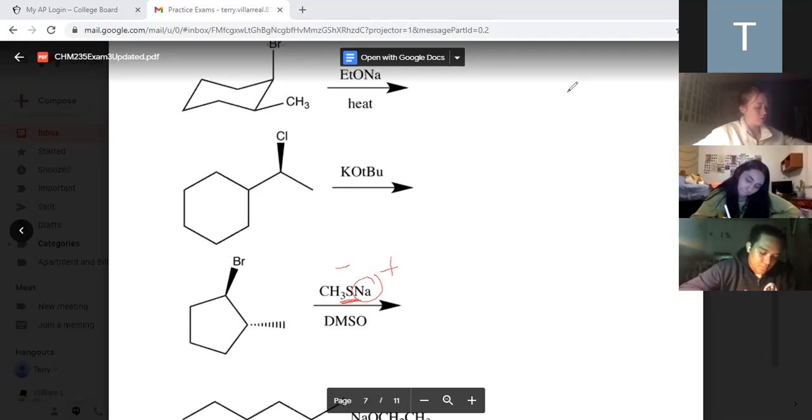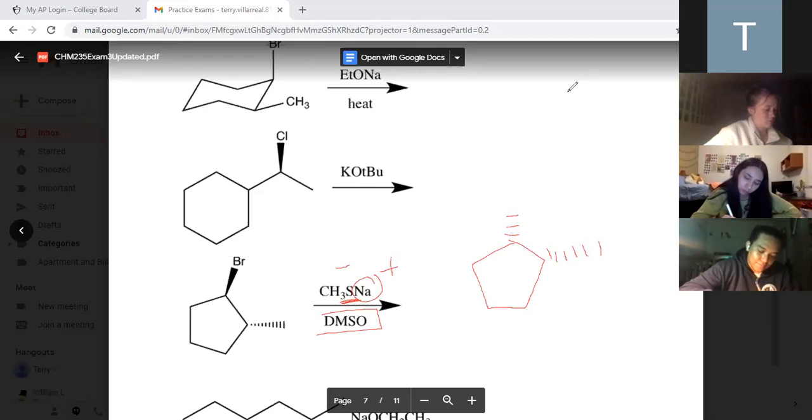Secondary carbon. And also we have polar aprotic solvent. So our other stereocenter is going to stay the same. We are going to invert. So now this is going to be SCH3.